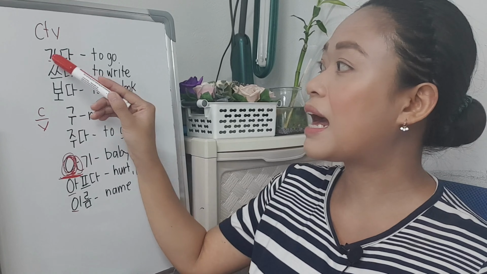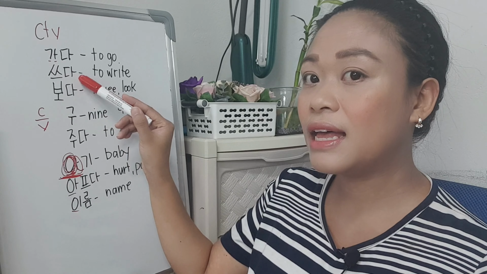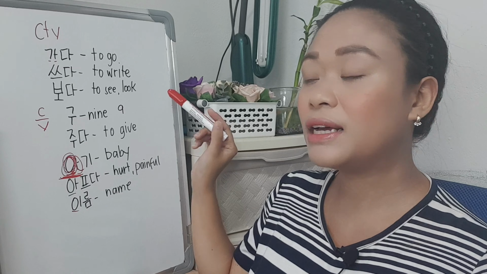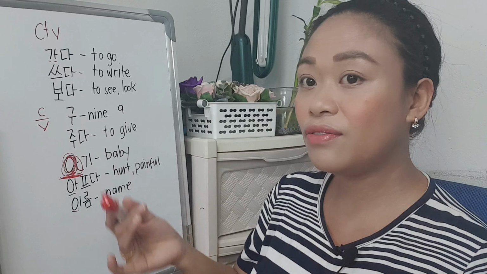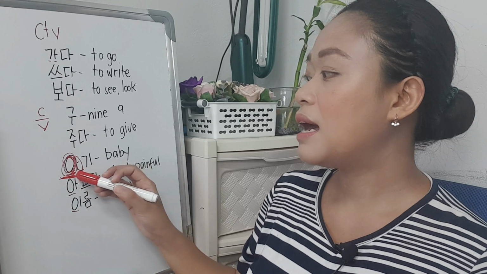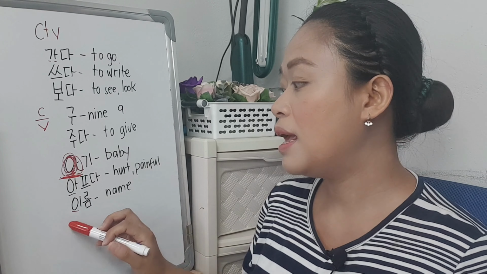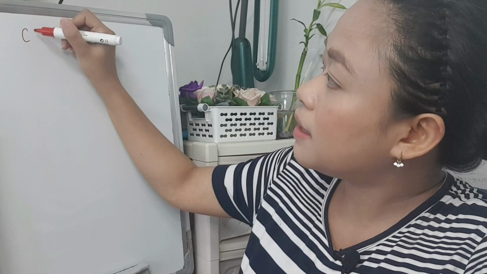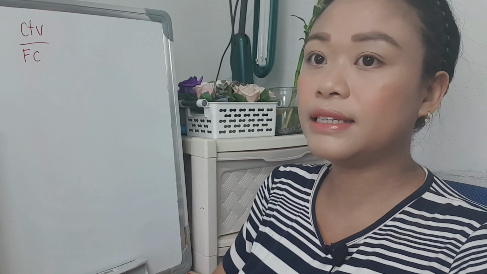Okay, let's read it. Kada, go. Sida, to write. Boda, to see or to look. Gu, 9. Juda is to give. 주세요. Agi, baby. Apuda. 이름. Another pattern that we have is consonant plus vowel over final consonant.